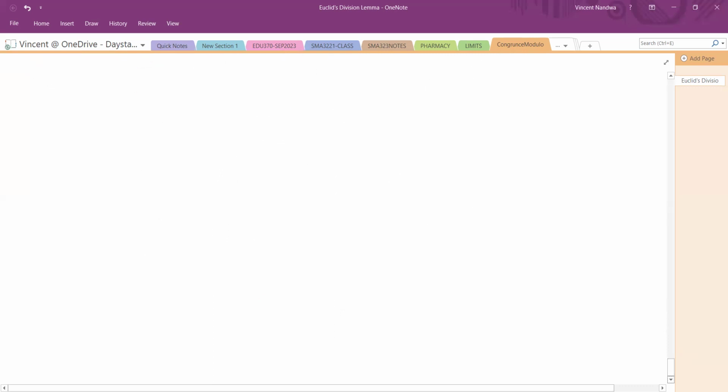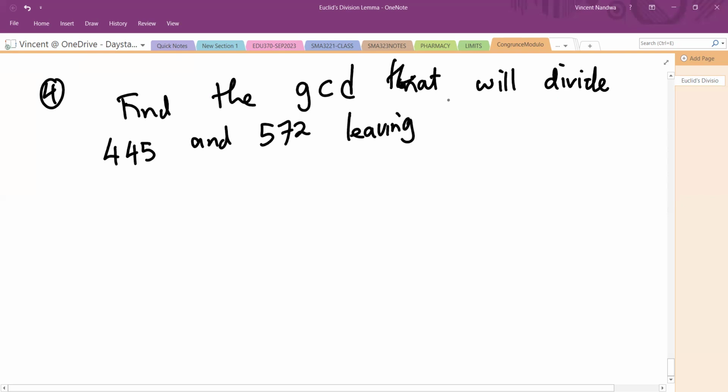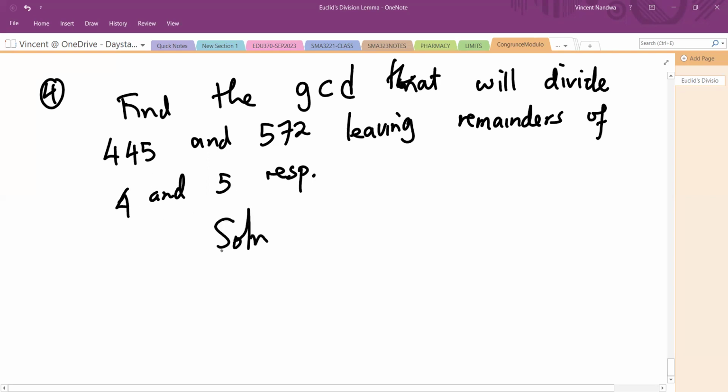Example 4. Find the greatest common divisor that will divide 445 and 572, leaving remainders of 4 and 5 respectively. These sound more or less the same as a high school problem.